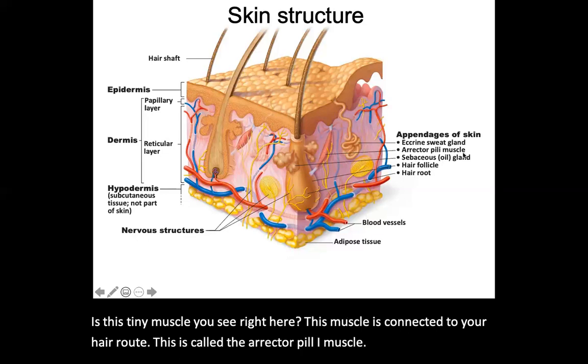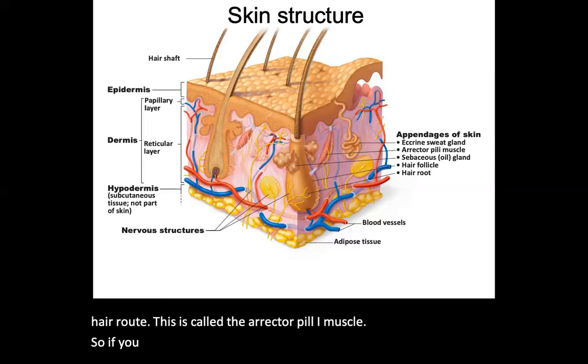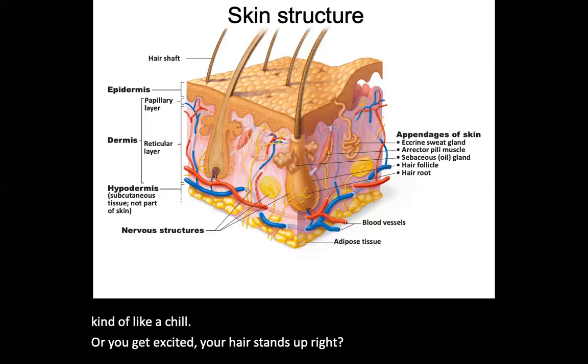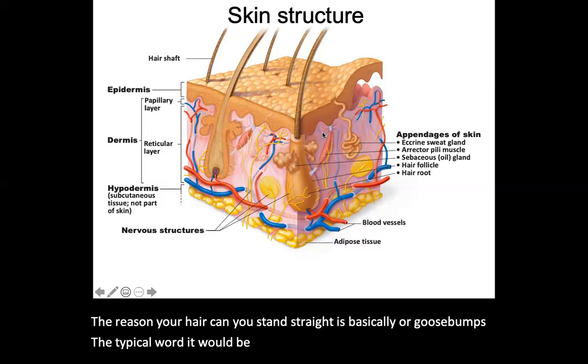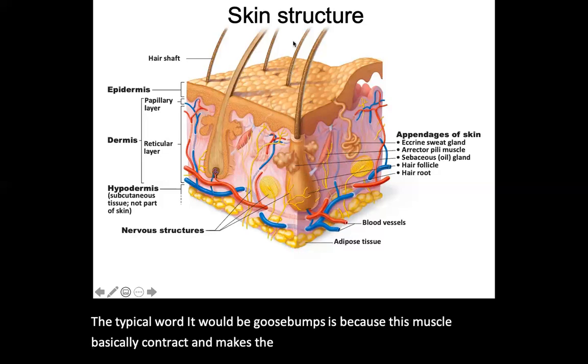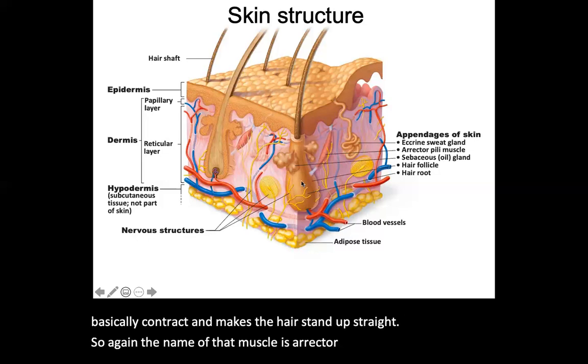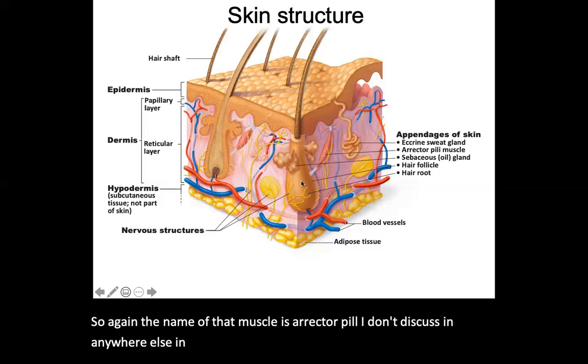I'm sure all of us have experienced this: when you have a chill or you get excited, your hair stands up, right? The reason your hair can stand straight, or goosebumps, which is the typical word, is that this muscle contracts and makes the hair stand up straight. So again, the name of that muscle is erector pili. I don't discuss it anywhere else in the PowerPoint, but I do like you guys to remember that.